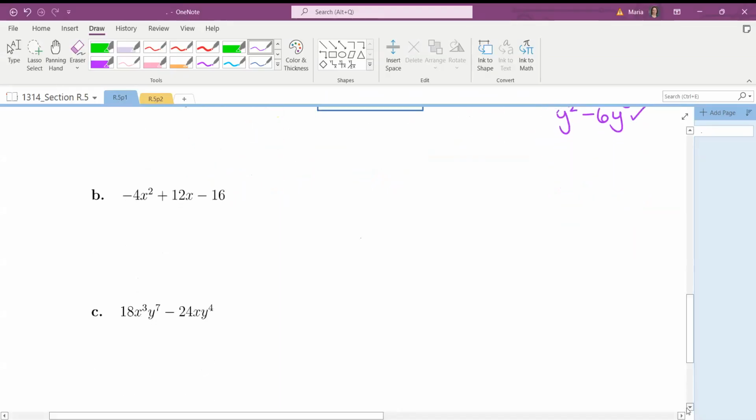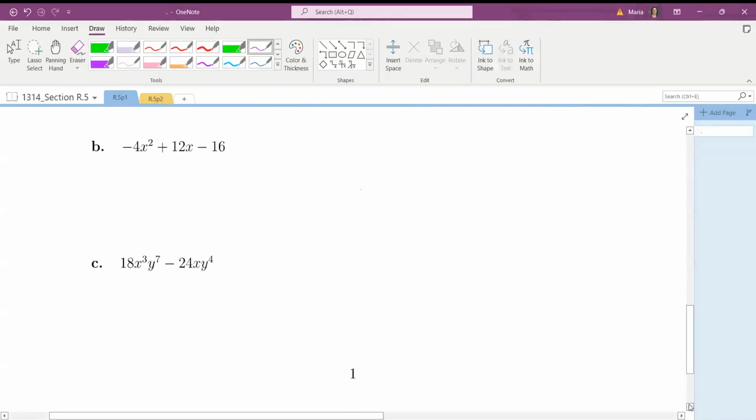Again, all we are doing is factoring out the common factor. This time the polynomial is negative 4x squared plus 12x minus 16. Our variable is x here. The polynomial is written in standard form because we have x to the second power, x to the first power, and then this last term has no x. So we are good to go. We are ready to factor.